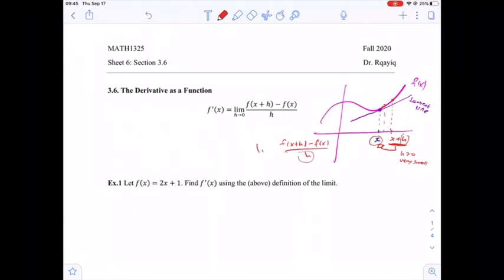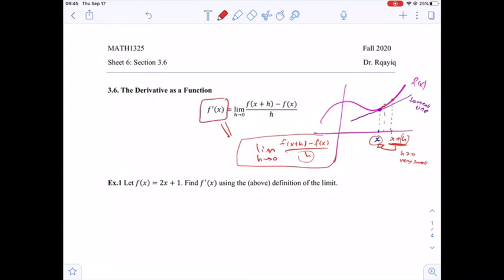Now, if we use limit notation, we write limit as h approaches 0. That means h is very small. We get the instantaneous rate of change at a specific value, and that's what we call the derivative. For the derivative, we use the notation f prime of x, or f dash of x, or the first derivative of f of x. This is read f prime of x, or the first derivative of the function f of x.